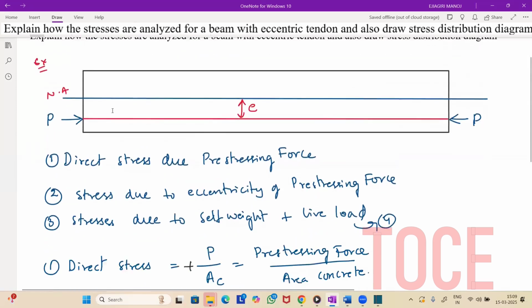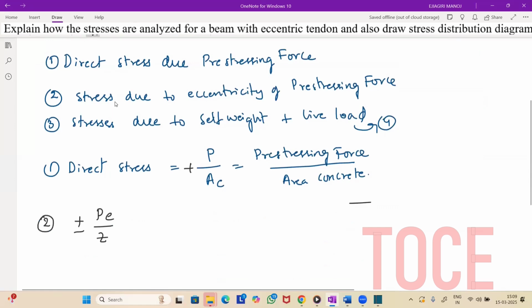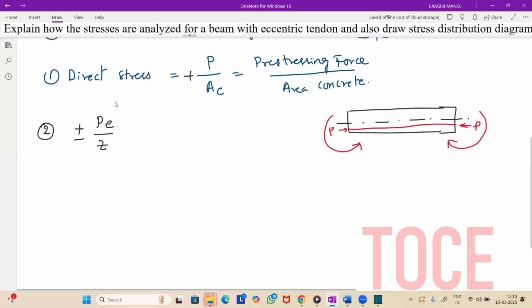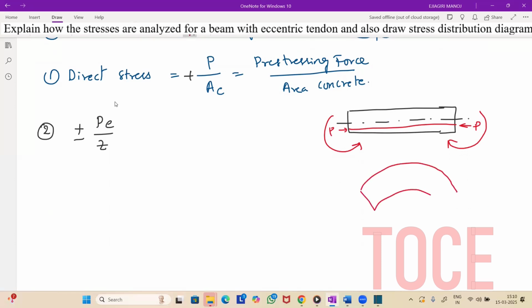Okay, so for the same case, this is my beam. Let it be the central axis, the neutral axis, and my tendon is provided below the neutral axis, right? Because of this force, I will get the moment, something like this. Because of these moments, my beam tends to have a hogging bend, something like this. So here this is tension. We all know this is tension, so it will be negative, and this will be compression, this will be positive.